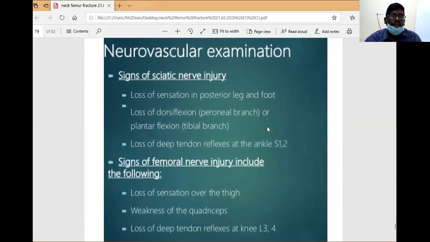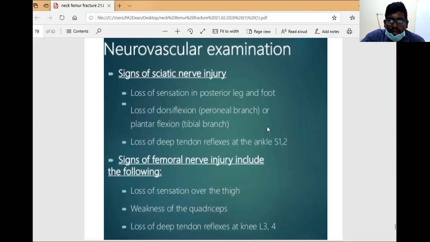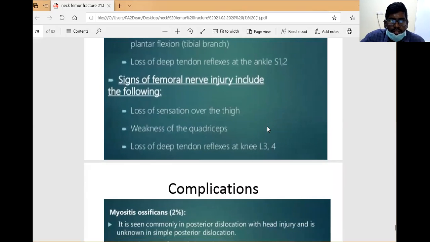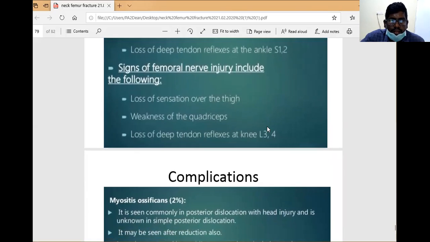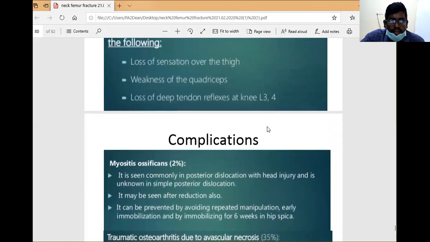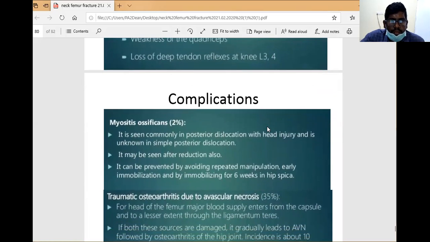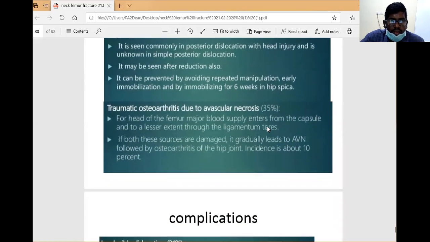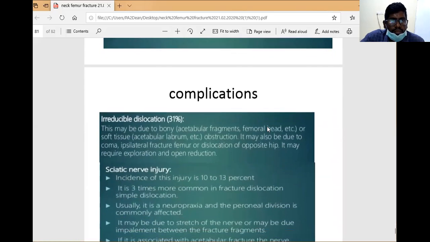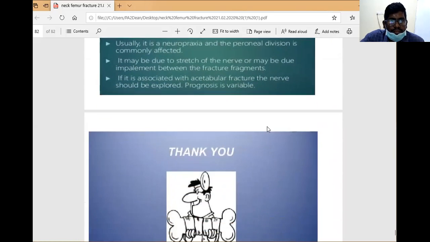And coming to the neurological examination in the dislocations, the signs of sciatic nerve injury are loss of sensation in the posterior leg and foot, loss of dorsiflexion and plantar flexion, and loss of deep tendon reflexes at the ankle, S1, S2. And signs of femoral nerve injury are quadriceps weakness, loss of sensation over the thigh, and loss of deep tendon reflexes at the knee, L2. And myositis and osteoarthritis. Thank you.